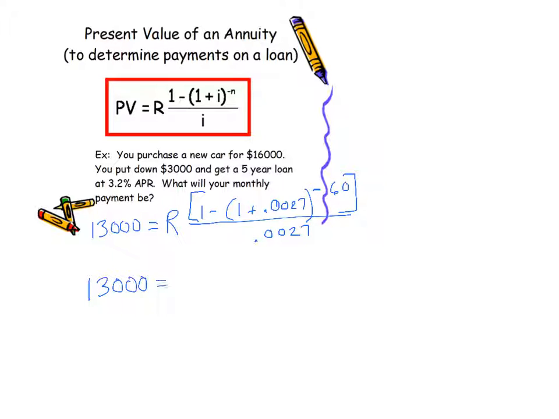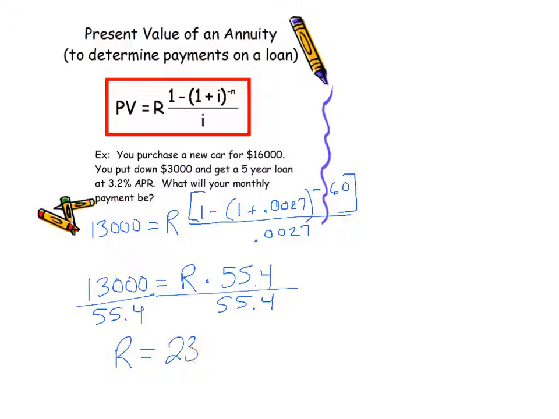I ended up with about 55.4. I'm going to divide both sides by 55.4, and I'll have my regular payment. And again, I wrote that, but I'm going to do 13,000 divided by the second answer. My regular payment, $234.75.